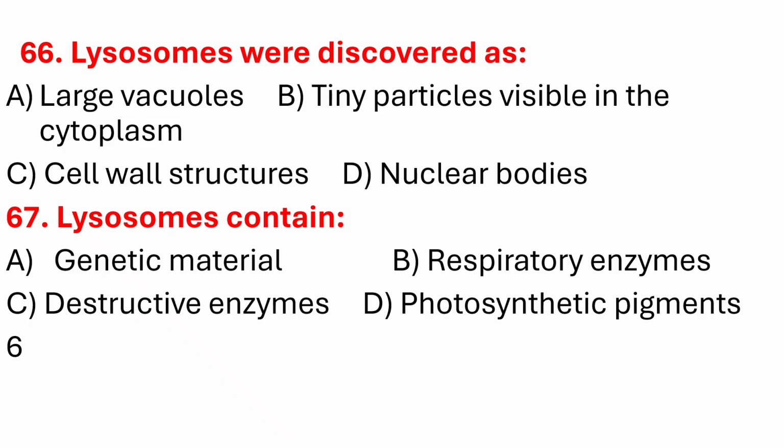Lysosomes were discovered in large vacuoles, tiny particles visible in the cytoplasm, cell wall, structure, nuclear bodies. Lysosomes were discovered as tiny particles visible in the cytoplasm. Lysosomes contain genetic material, respiratory enzymes, destructive enzymes, photosynthesis pigments. Respiratory enzyme.